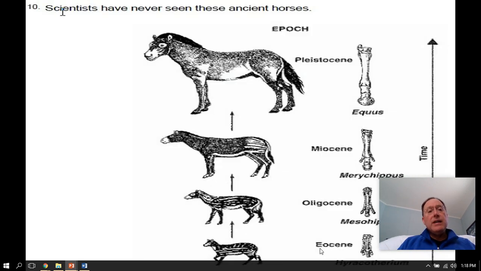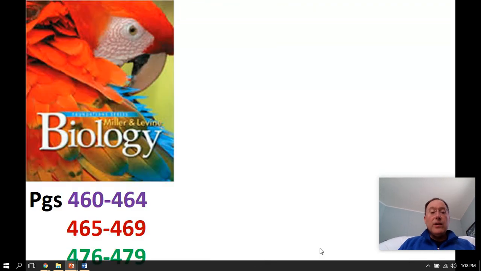Here's question 2 on the test. Here's question 10 on the test. Take a look at these pages, please.